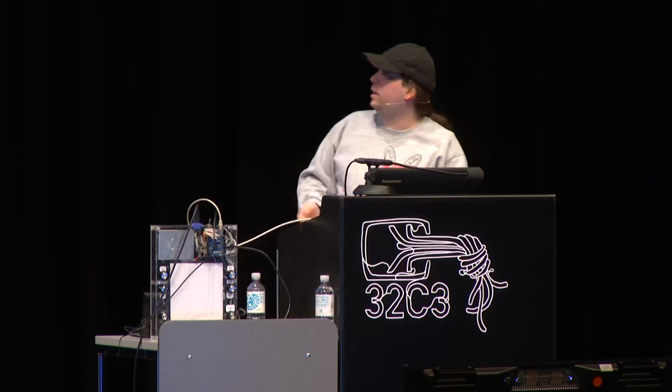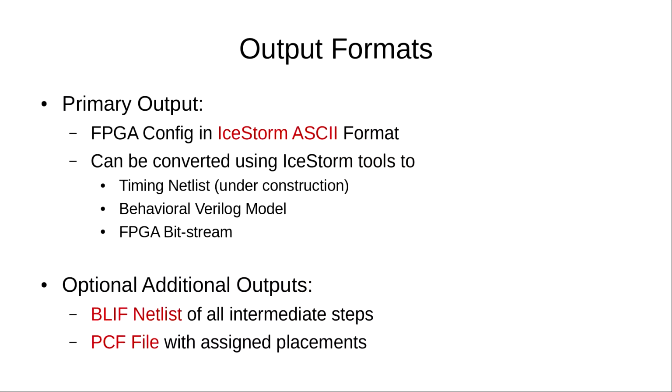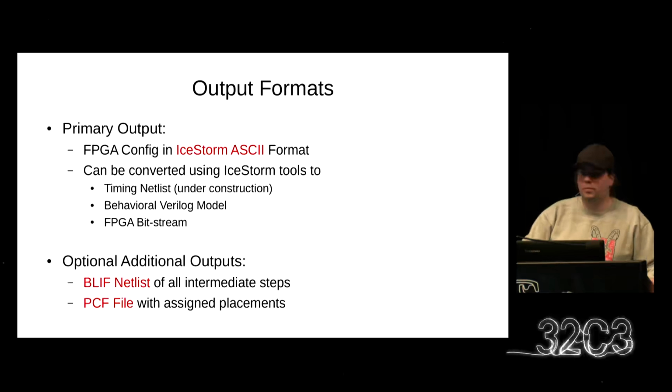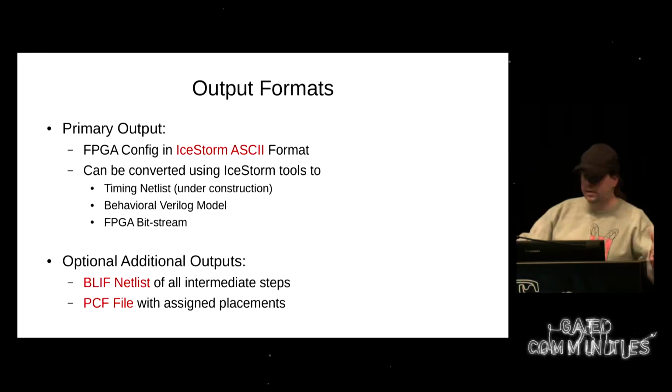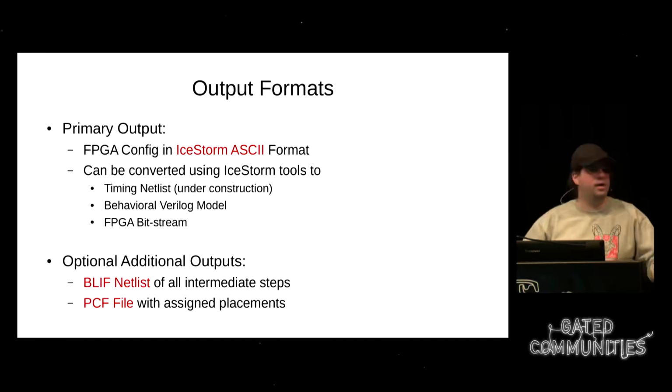So, the output format of Arachne PNR on the other side are, of course, these iStorm ASCII files. And as I've said, they can be converted to the things that you would like to do with them with the iStorm low-level tools. But of course, you can also create additional outputs, like a placement file that contains all the placements that are generated automatically during placement, or a BLIF netlist of, for example, the packed design, because this is something that you might want to investigate. So this is the second part of our flow, Arachne PNR.